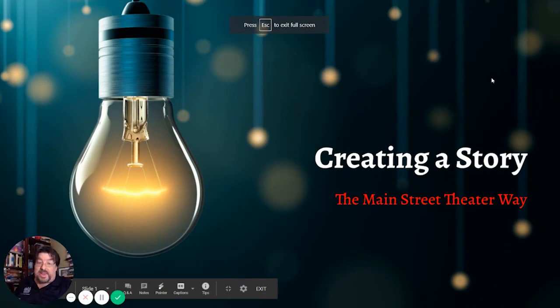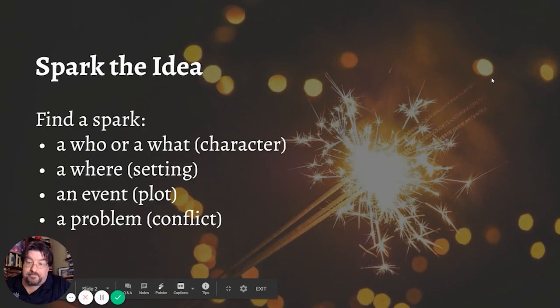So now, without further ado, here are the 7 points to creating the bones of a story as used by Main Street Theater's actors. Here we go, creating a story the Main Street Theater way.